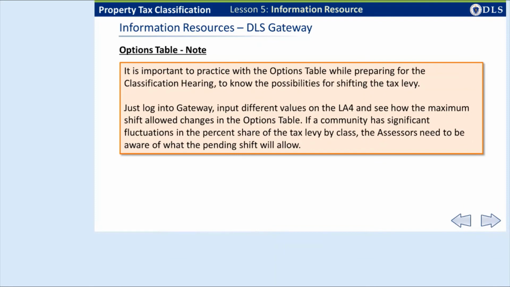It is important to practice with the Options table while preparing for the classification hearing, to know the possibilities for shifting the tax levy. Just log into Gateway, input different values on the LA4, and see how the maximum shift allowed changes in the Options table. If a community has significant fluctuations in the percent share of the tax levy by class, the assessors need to be aware of what pending shift will allow.